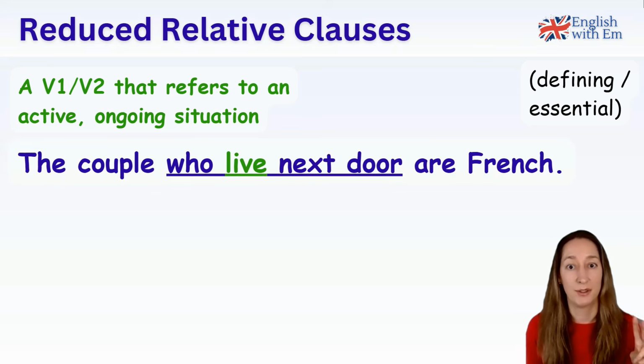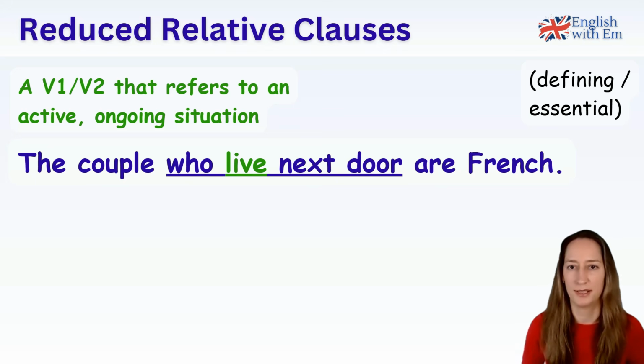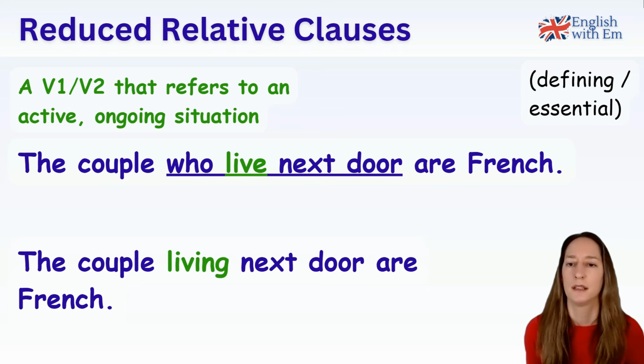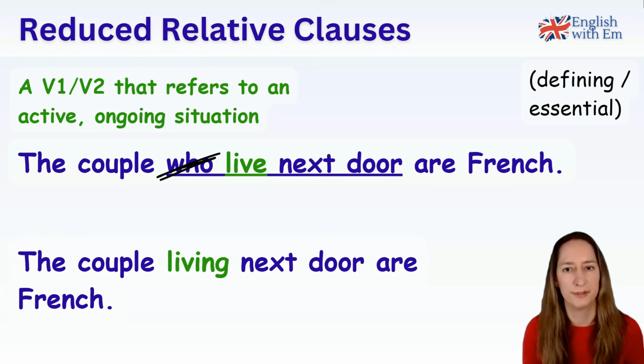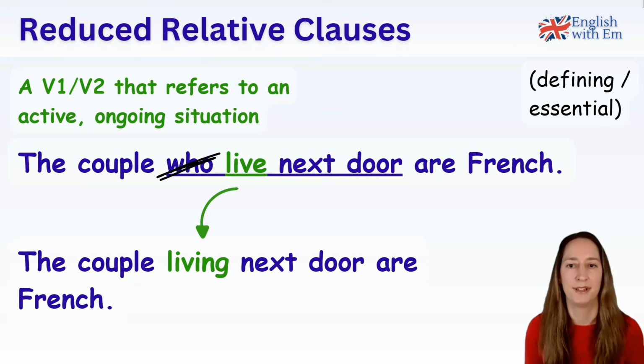There's actually two things we need to do to reduce this type of clause. The couple living next door are French. So we've deleted the relative pronoun, but we've also changed the form of the verb from live to living. So delete the pronoun and change the verb to the present participle.